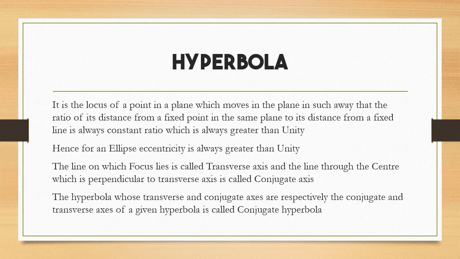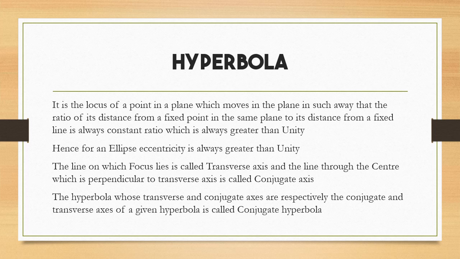Now we will move on to the very important topic, that is the hyperbola. So what do you mean by a hyperbola? It is the locus of a point in a plane which moves in such a way that the ratio of its distance from a fixed point in the same plane to its distance from a fixed line is always a constant ratio, which is always greater than unity.